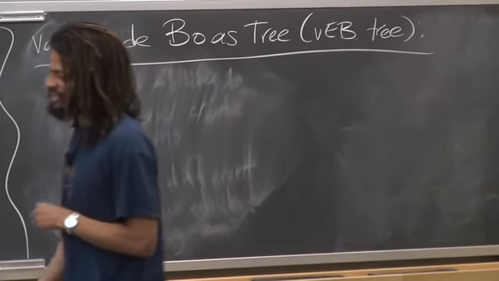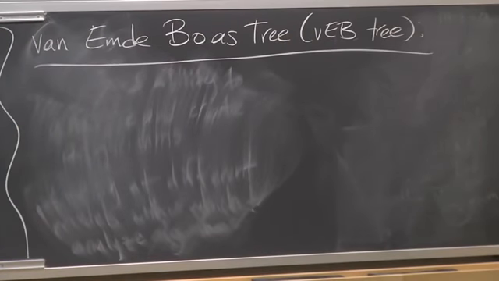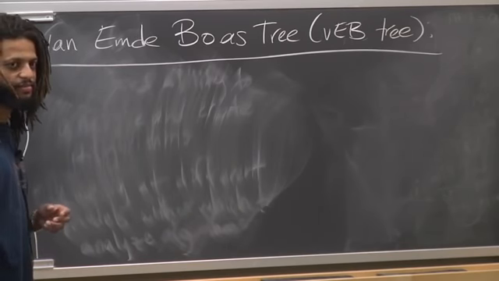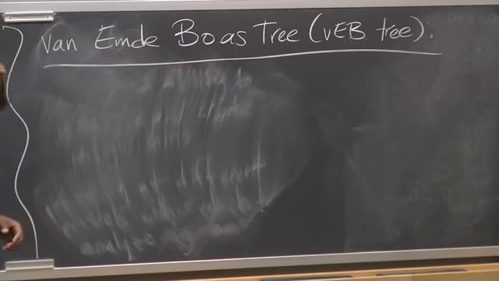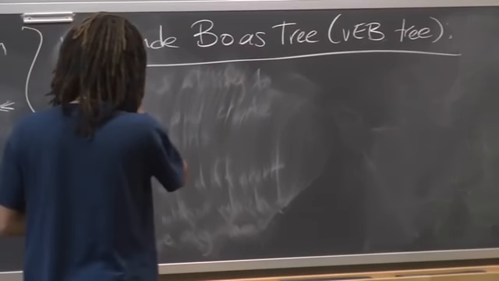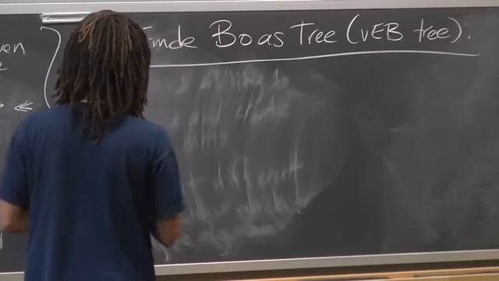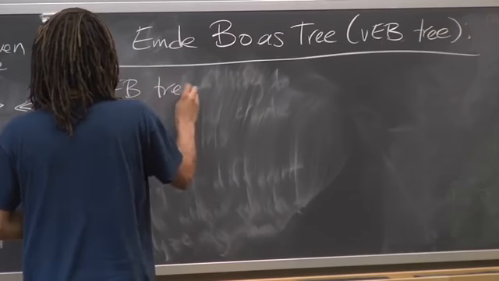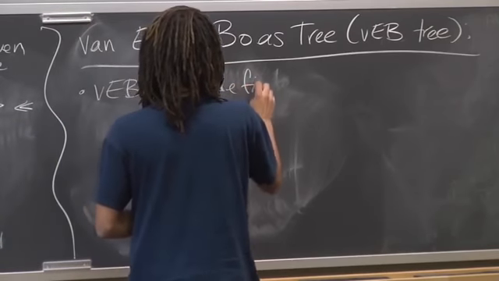So the basic idea is, well, I guess you guessed that we're going to do something with fudging with bits, because we can't just do comparisons. The basic idea is some kind of divide and conquer. Okay. So VEB trees will be defined recursively.